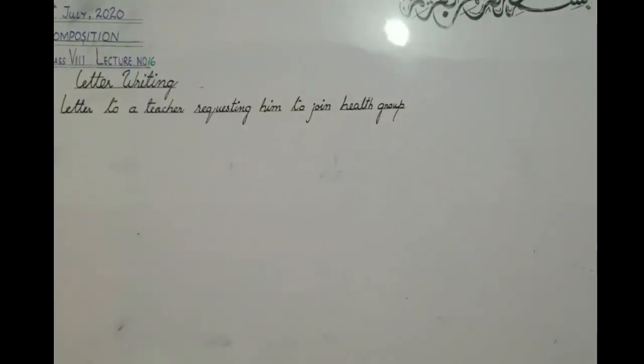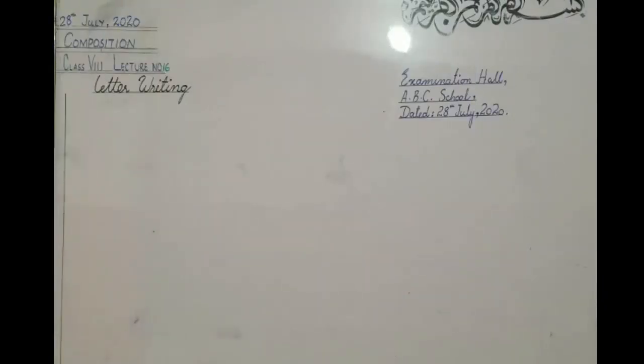As we discussed earlier, the format of a letter, so you must know where to start the letter from. We start a letter from the upper right corner of the page with the name and address of a writer and date. Now I am going to start with it. Here it is. Examination hall, comma, A.B.C. school, comma, dated, colon, 28th July, comma, 2020, full stop. Now we will leave a single line and start our letter from the margin with salutation.